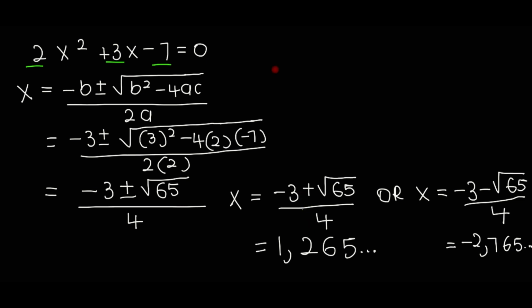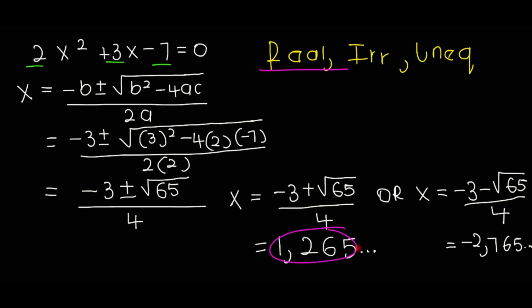So making the conclusion, we have real, irrational and unequal. So this is the nature of the roots. Why are we saying it's real? It's real because these numbers all exist. So these are the existing numbers.